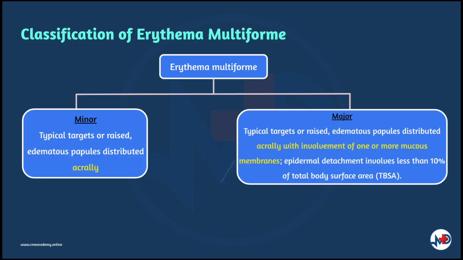Erythema multiforme can be classified into two: erythema multiforme minor and erythema multiforme major. Erythema multiforme minor shows typical target or raised edematous papules distributed acrally. Similarly, erythema multiforme major shows the same typical target or raised edematous papules distributed acrally, but it has additional involvement of one or more mucous membranes. The epidermal detachment involves less than 10% of total body surface area.